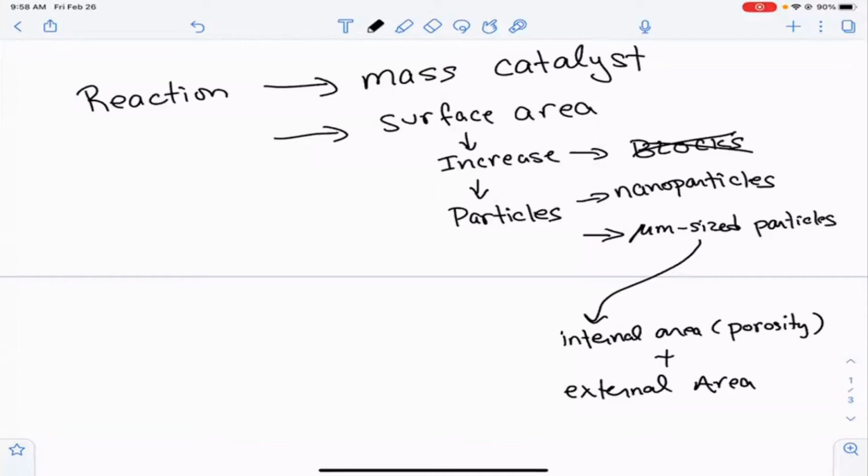Now, you can't just put a bunch of micron-sized particles in a reactor. If you did that, you heated it up to 800 degrees, you would end up with this huge block that we said that we didn't want.